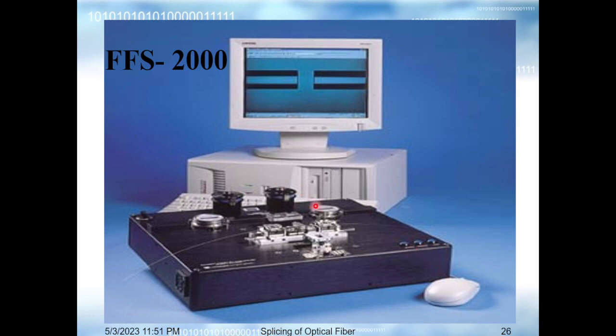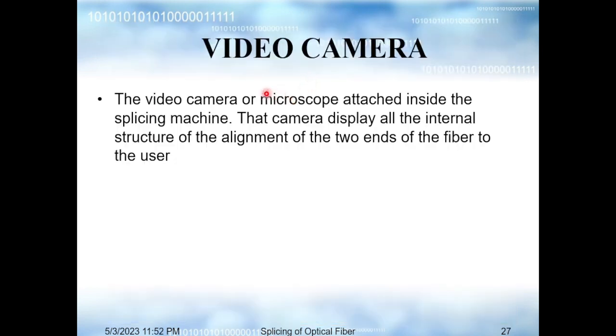Filament fusion technology provides a convenient, reliable method of making high strength, low loss splices. This is the picture of an FFS 2000 workstation splicing machine. Here you can see it's a machine. The camera is fixed into the machine and the display is shown on the monitor.